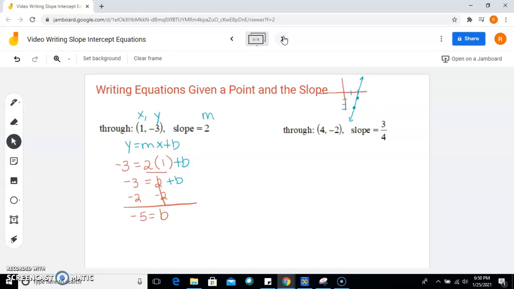Now, remember, when we're plugging in, it's y equals mx plus b. That's what we are substituting into. So that means I need my m and I need my b. So when I put my final answer, those are the two things I need, my m and my b. So then my final answer is going to say y equals 2x minus 5.